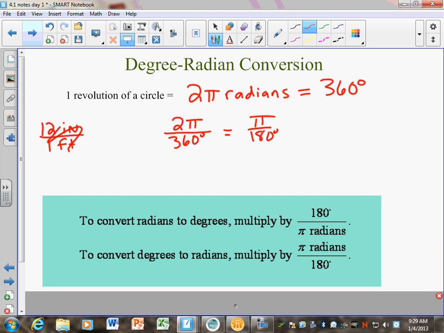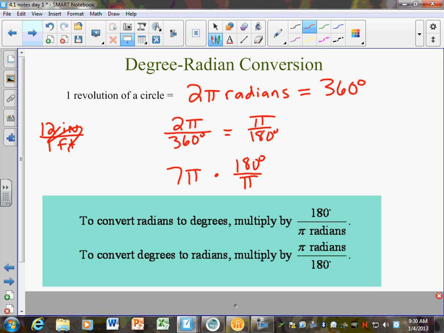But let's say if I had 7 pi radians, and I wanted you to convert that to degrees, do you agree that you have to make sure that when you're converting, think about back when you were in chemistry, if this is radians, I need radians on the bottom. So I'd have to put pi down here and 180 on the top. So then those units would cancel out.